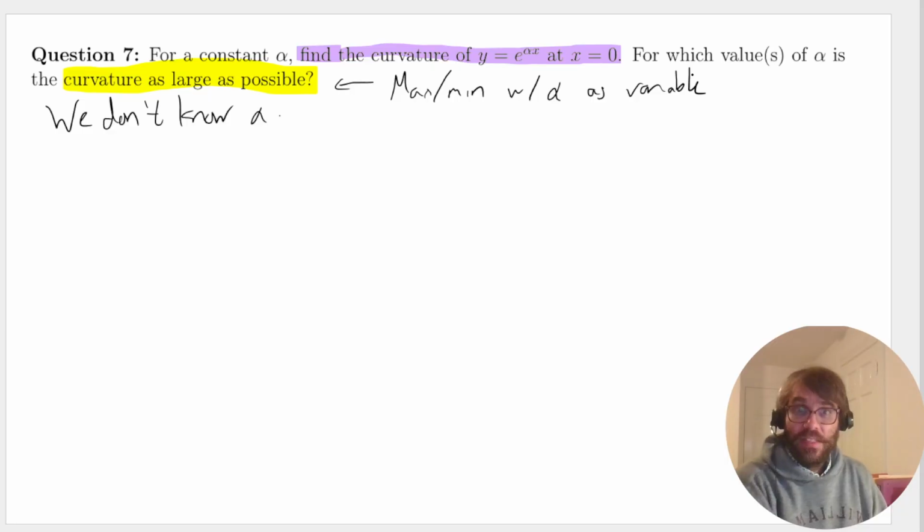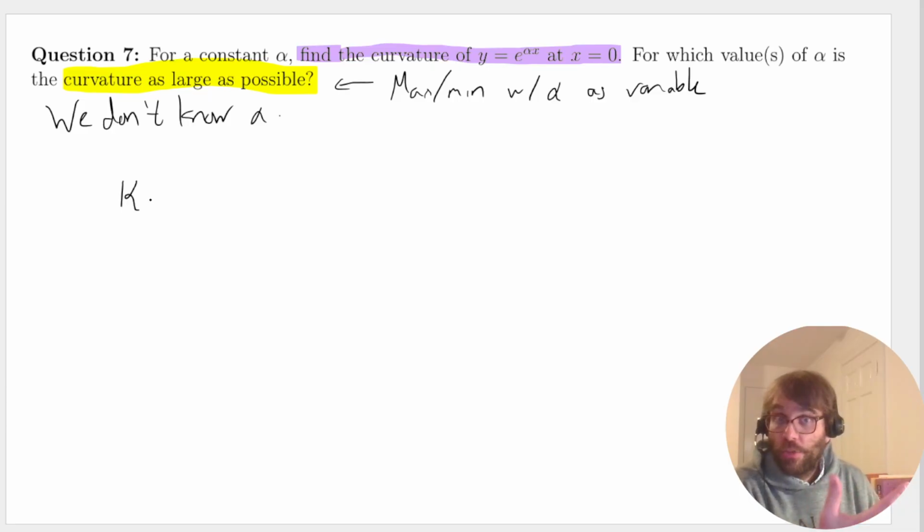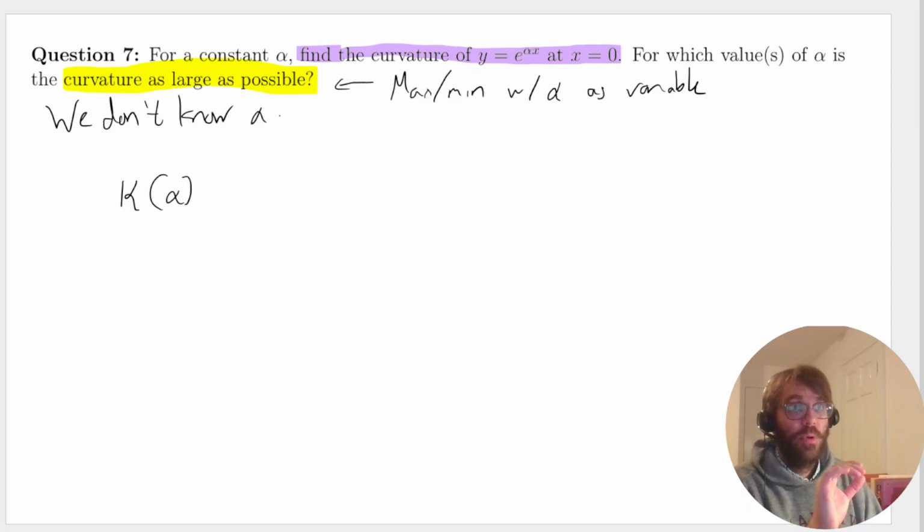How do I know alpha is going to be the variable at that point? Well, because what we're going to do is find kappa, the curvature, which will be a function of x, but there will also be alphas around. And then we're going to plug in x equals 0. And so we're going to have a formula for kappa that depends on alpha. And we'll do standard max-min stuff. Now let's see if we can actually put that together.